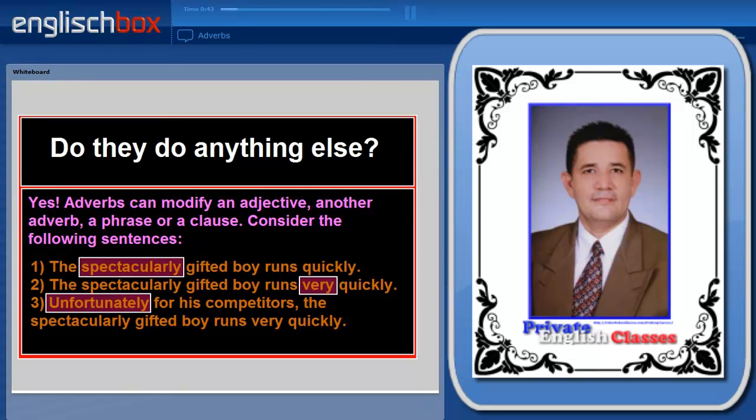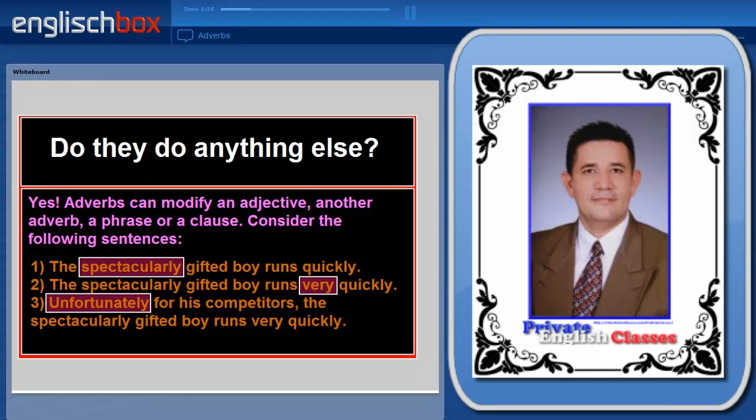However, adverbs don't only modify verbs. Indeed, they can also modify adjectives, other adverbs, and they can even modify entire clauses and sentences. So let's have a look at the examples on the whiteboard. Number 1 reads, the spectacularly gifted boy runs quickly. In this instance, the adverb spectacularly modifies the adjective gifted.